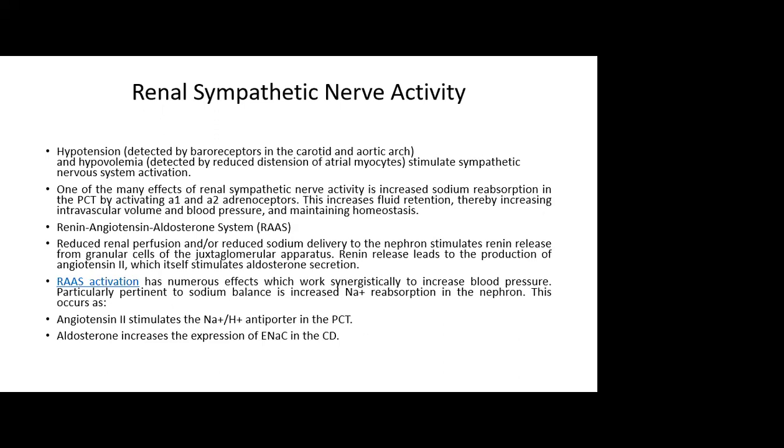So reduced renal perfusion or reduced sodium delivery to the distal part of the nephron is going to be sensed by the granular cells of the juxtaglomerular apparatus, and that will result in increased production of renin that leads to the production of angiotensin II. And we've already discussed that angiotensin II increases the activity of the sodium-potassium ATPase, the sodium-potassium-chloride cotransporter, as well as the sodium-hydrogen exchanger proximally. So the renin-angiotensin system has numerous effects which work synergistically to increase the blood pressure, particularly pertaining to sodium balance and increased sodium reabsorption in the nephron.